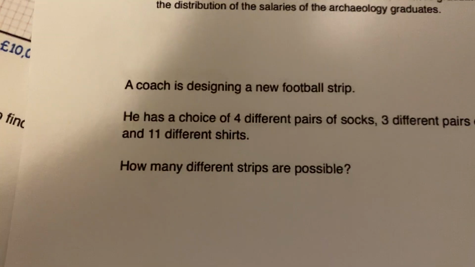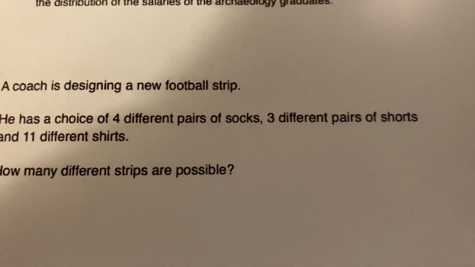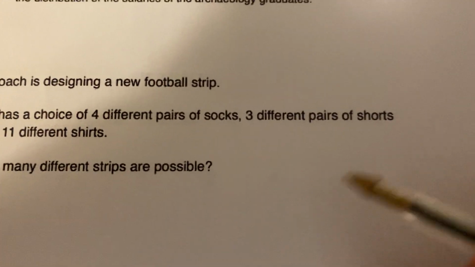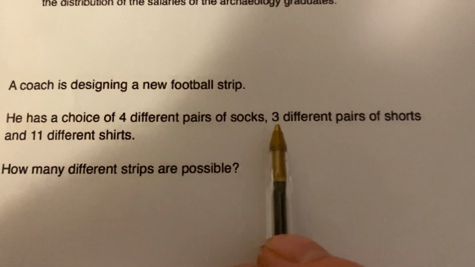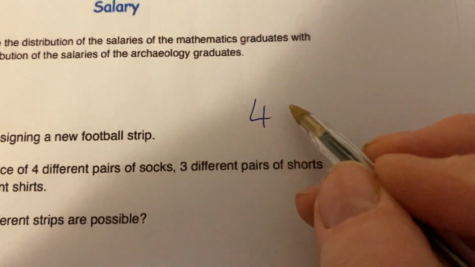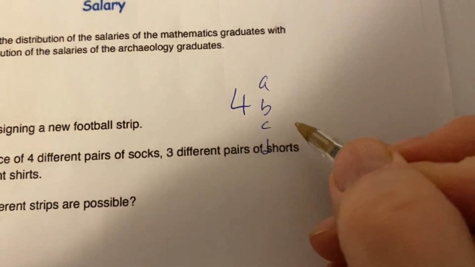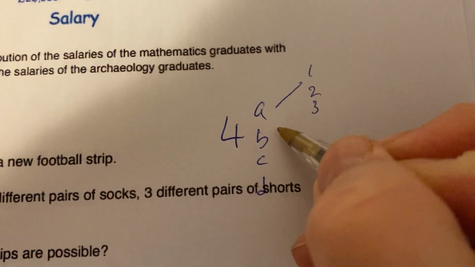Now, this one. A coach is designing a new football strip. He has a choice of 4 different pairs of socks, 3 different pairs of shorts, and 11 different shirts. Okay, how many different strips are possible? Okay, let's just take it down. Let's say it's just socks and shorts. So 4 socks, A, B, C, D. And each of these could have 3 different shorts. So that could have shorts 1, 2, 3, 1, 2, 3, 1, 2.